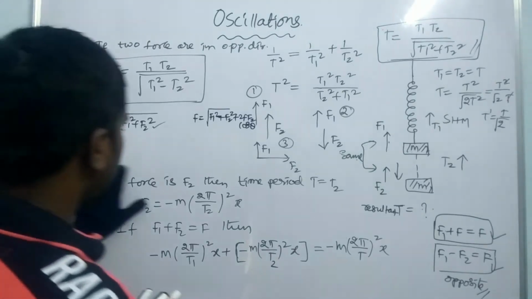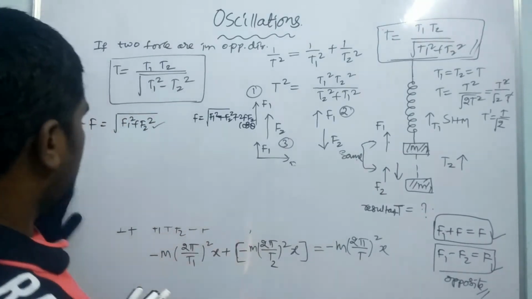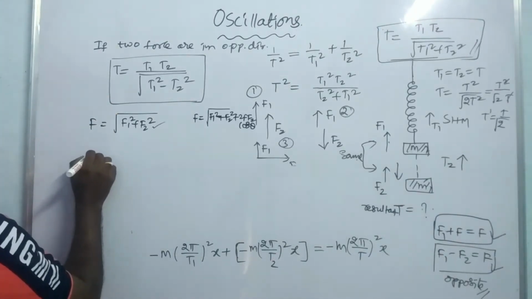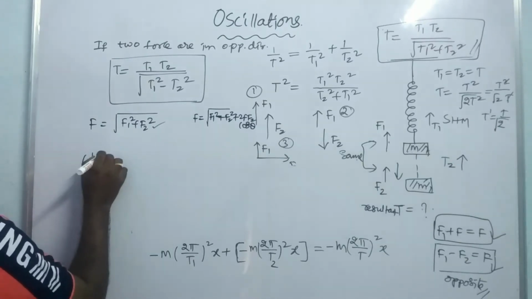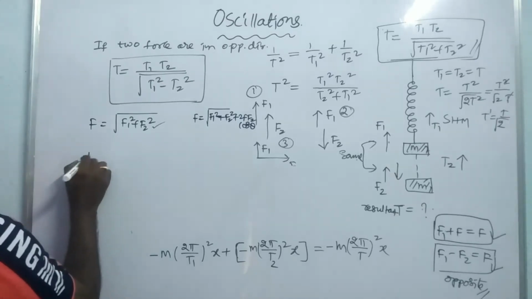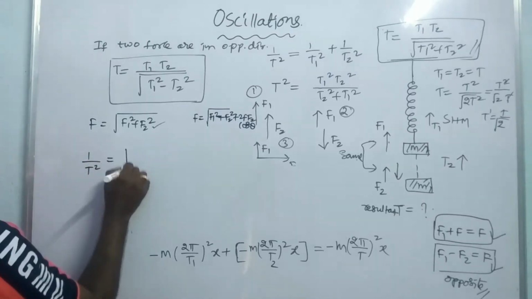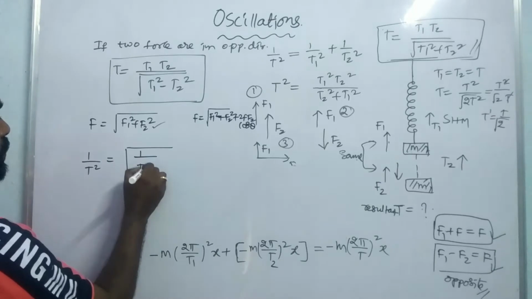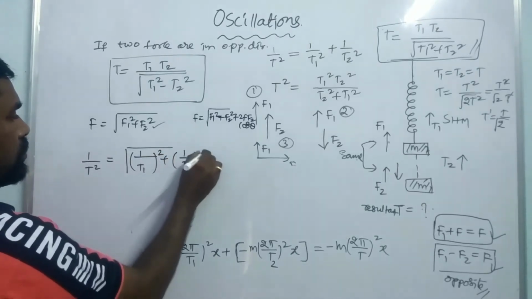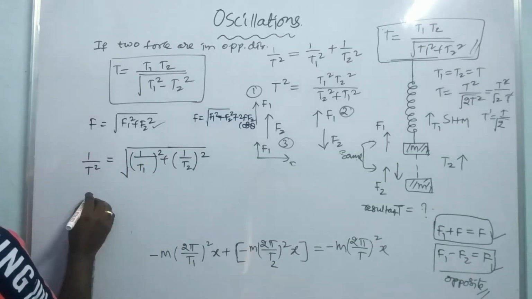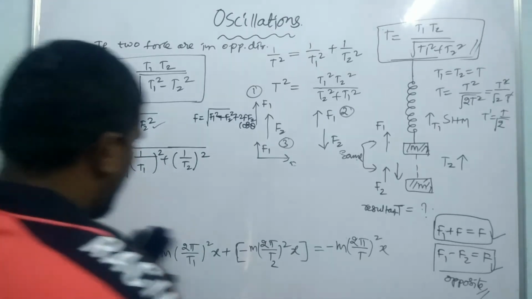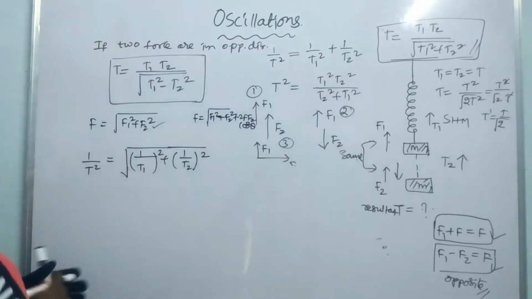So then how can we write the time period? It is equal to here 1 by t whole square, or it is like that 1 by t square is equal to under root of 1 by t1 whole square plus 1 by t2 whole square. Remaining all will be cancelled out. So here we need to find the t value, t for time period. So then how can we find?